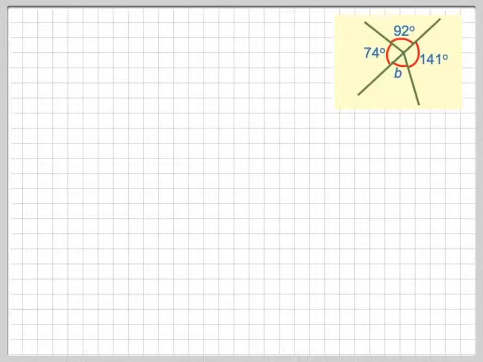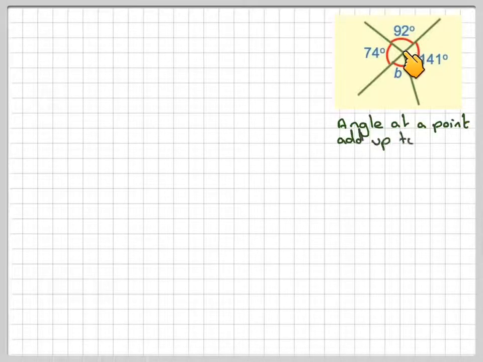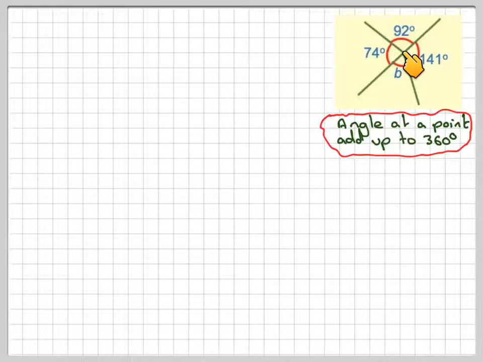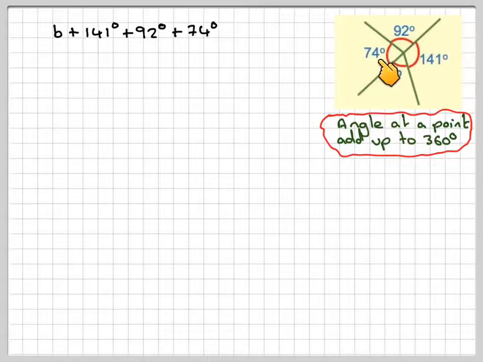In the second one here, angles at a point, so the point will be this point here, add up to 360 degrees. So forming an equation, we can say B plus 141 plus 92 plus 74 is going to be equal to 360.